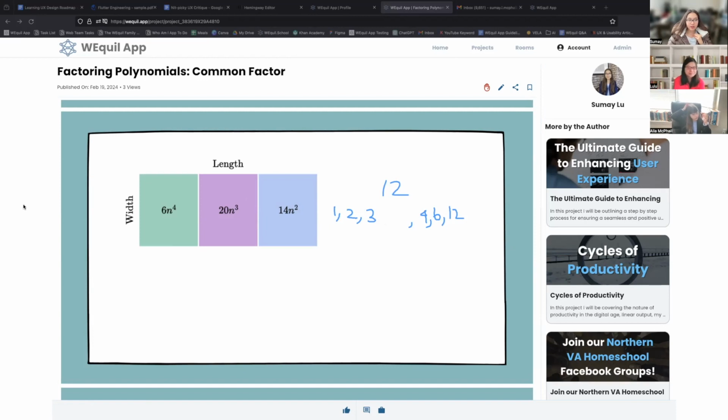And so when I say the common factor, it means what is the common factor for all 3 of these numbers? That's the greatest common factor, right? Because of course all of them are able to be multiplied by 1, right? That's a factor of pretty much every number. But we want to find the greatest common factor. So what is the greatest common factor for all of these numbers?